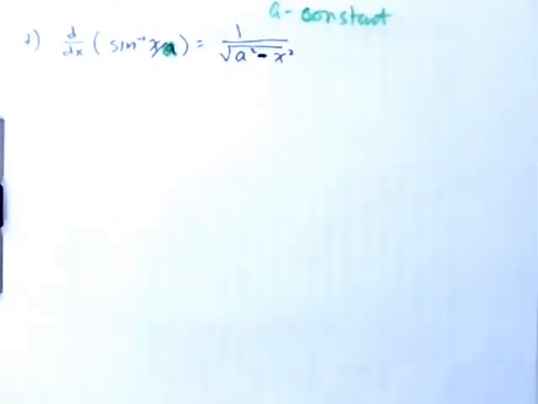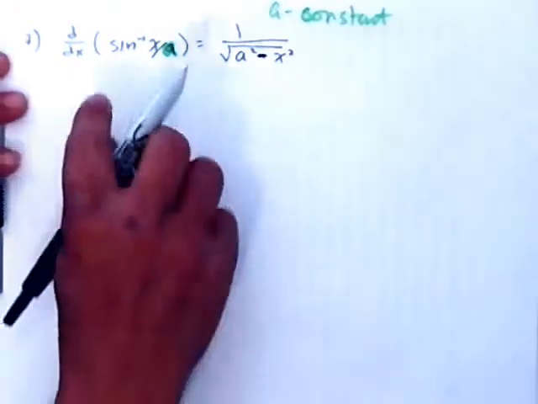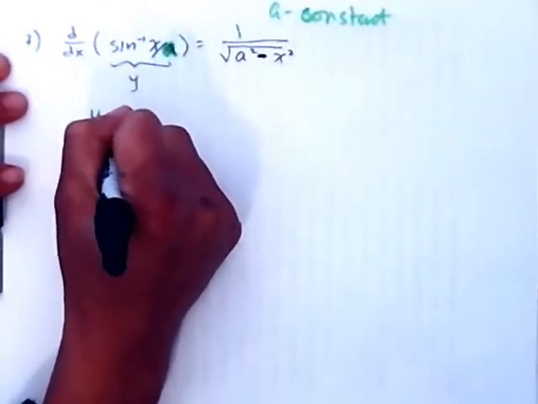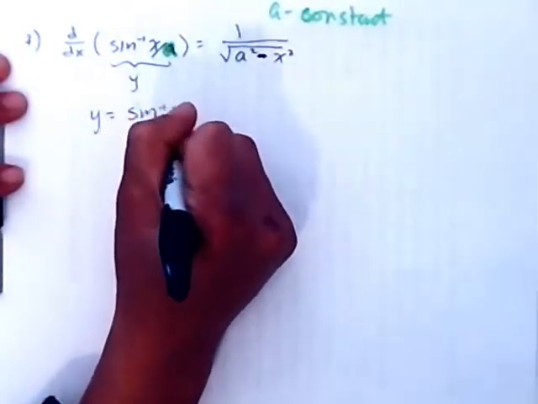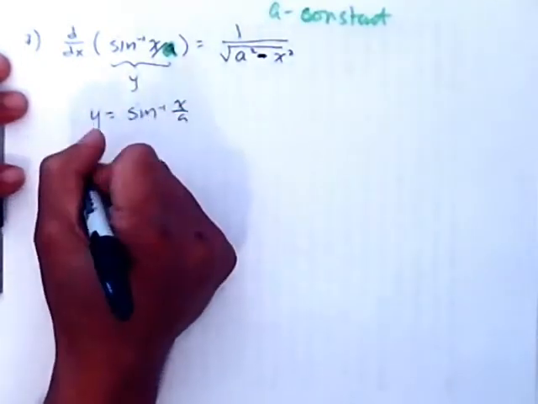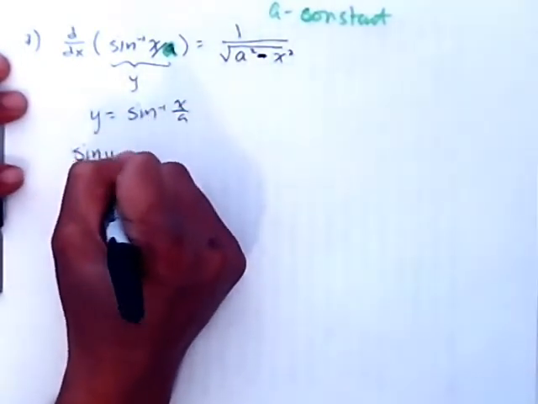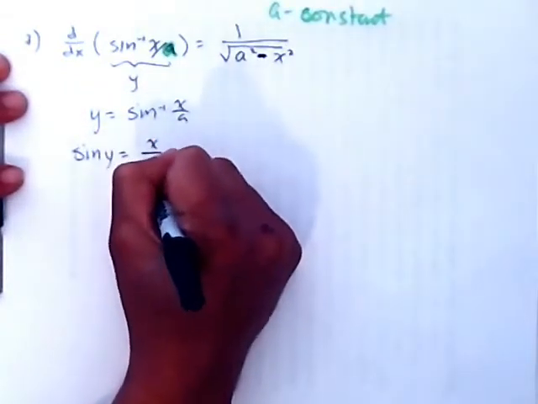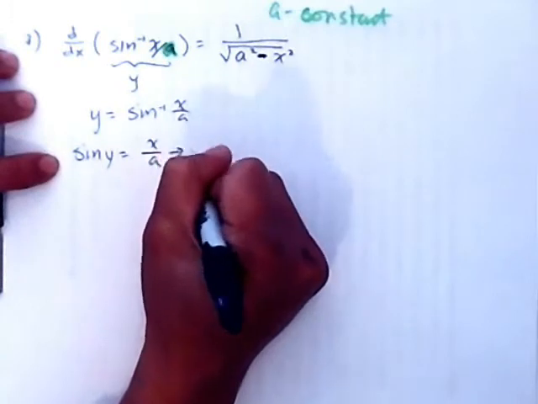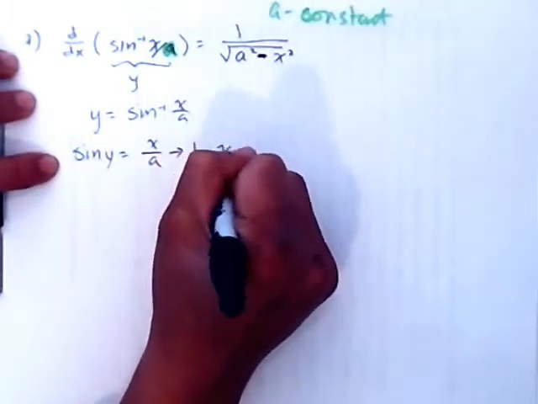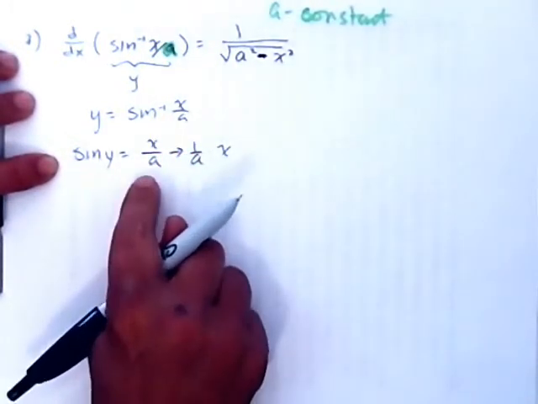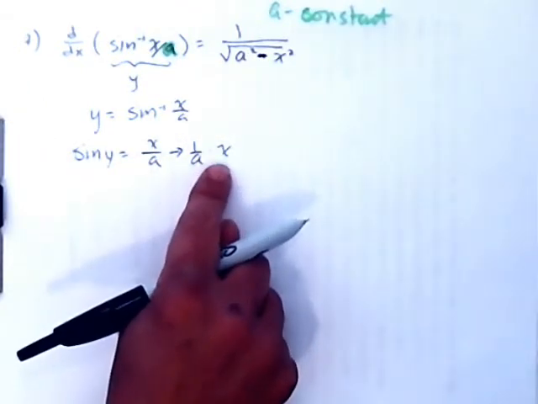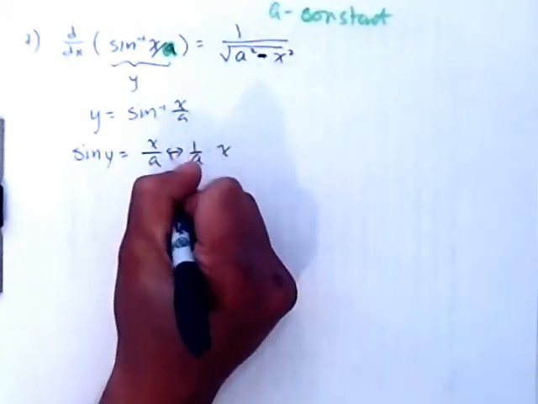Okay. So we do the same thing. Call this y. y is equal to the sine inverse of x over a. We take the sine of both sides. By now you should know that it will become sine of y equals x over a. This is the same thing as 1 over a times x. It's a constant times x. Some students still have a problem with this. Make it come out this way. It's the same form, either way.